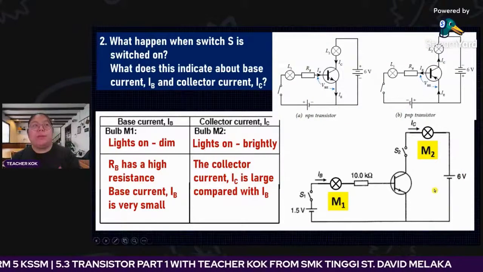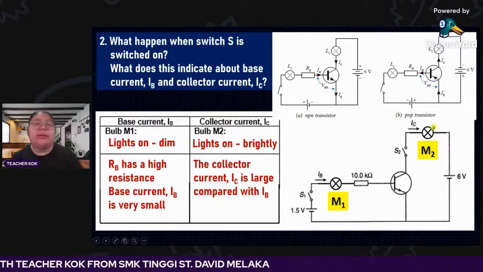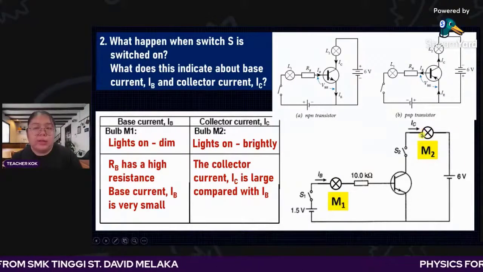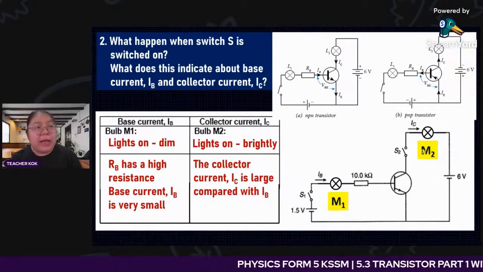So they become an amplifier. Input at the base, output at the collector circuit. So they become an amplifier. That means the final output should be at a higher level.